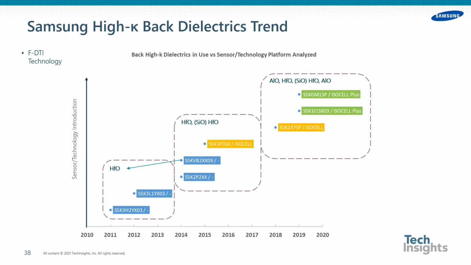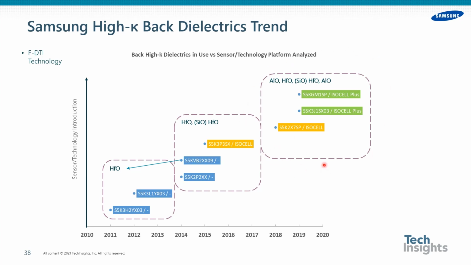For Samsung's dielectric trends, that is shown here. So we see again that Samsung similarly started off with hafnium oxide and then transitioned into introducing multiple dielectric layers, including hafnium oxide, silicon oxide, so a sandwich stack. But recently they have also introduced aluminum oxide, but retained hafnium oxide. So that is a difference from Sony in that Samsung uses a sandwich structure of aluminum oxide, hafnium oxide, and silicon oxide.